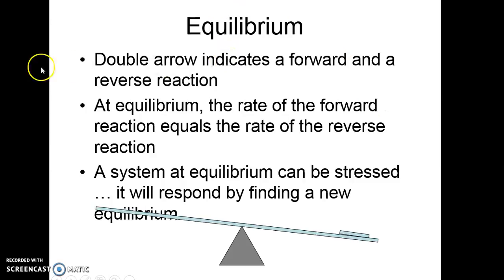Okay, what about equilibrium? You see a double arrow, and this indicates that when equilibrium is established, the rate of the forward reaction is the same as the rate of the reverse reaction. Not the concentration of products and reactants, but the rate of how fast the reaction is going is the same. But once we stress that equilibrium, you change those reactions and you have a shift in the reaction one way or the other.